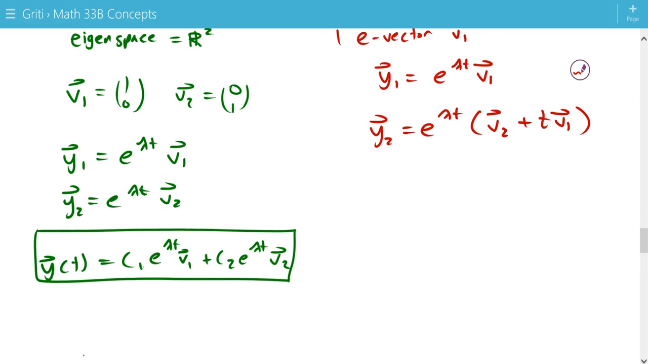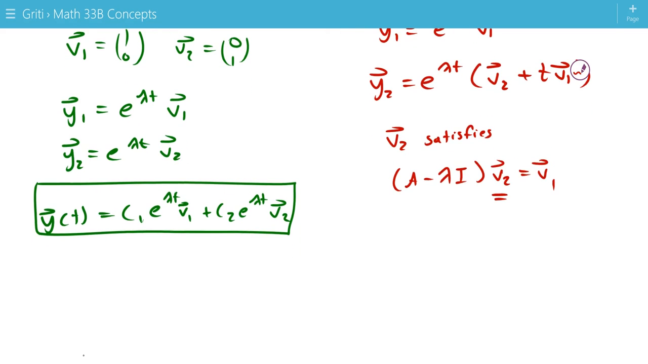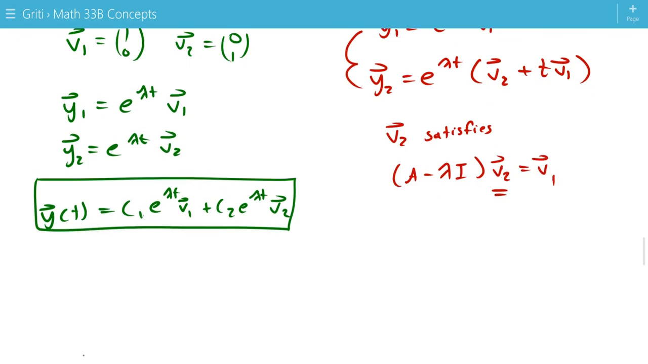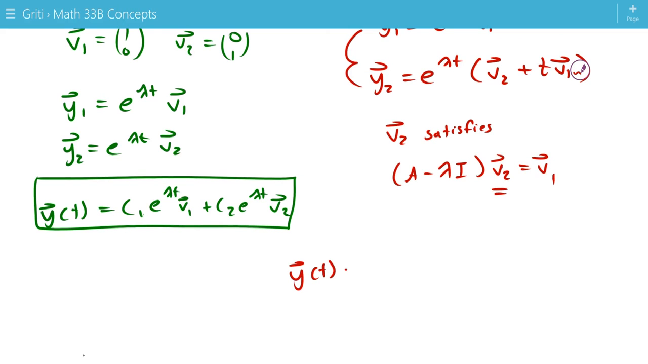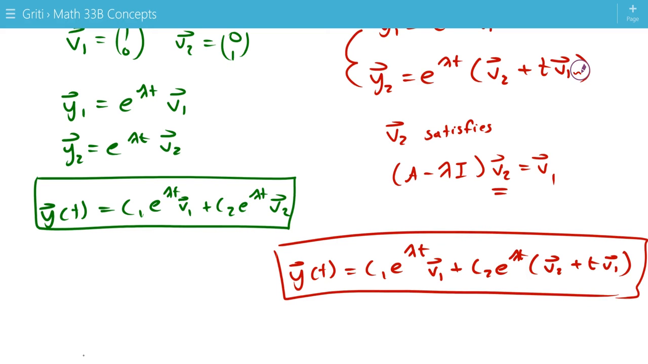v2 is just going to be a vector that satisfies A minus lambda I times v2 equals v1. So if we solve this equation, we can find v2. So once you get v2, then we'll have y1 and y2. Our total solution then is going to equal c1 e to the lambda t v1 plus c2 e to the lambda t times v2 plus t v1. And those are our three cases.